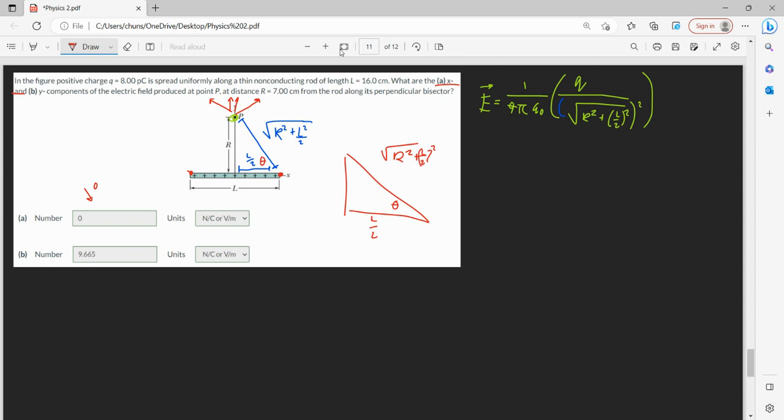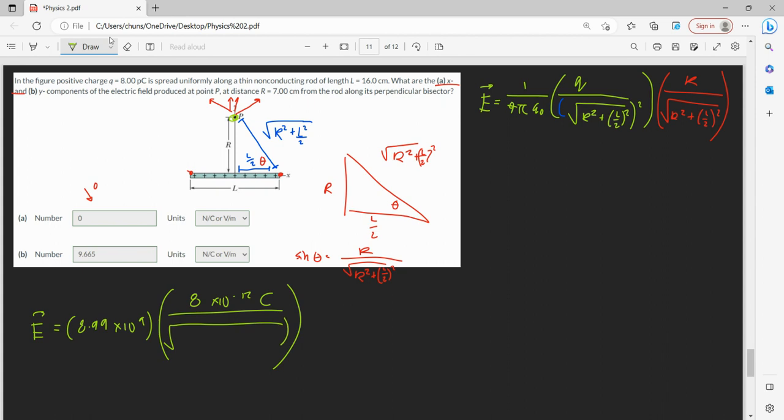And that will be, so sine theta, opposite over hypotenuse. Opposite over hypotenuse. So let's see if I have room to add that: r squared plus l over 2 squared. Okay, so let's plug in our values and see what we get. So we have E equals 10 to the 9. This is Q, that's 8 times 10 to the negative 12 coulombs.